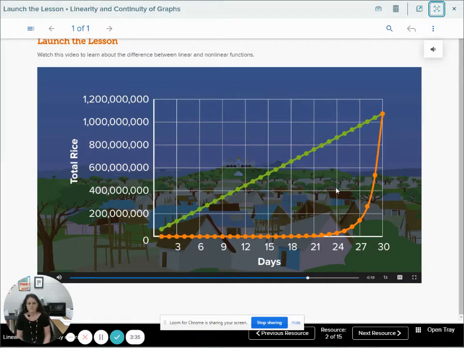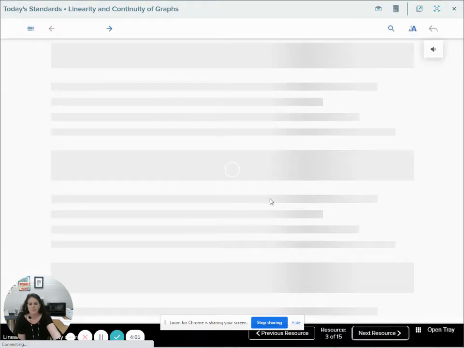These two graphs represent two different types of functions. The first graph, where Rani receives the same number of grains per day, is a linear function. The second graph, where Rani receives twice as many grains as the day before, is a nonlinear function. All right, so there we see the difference between linear and nonlinear.